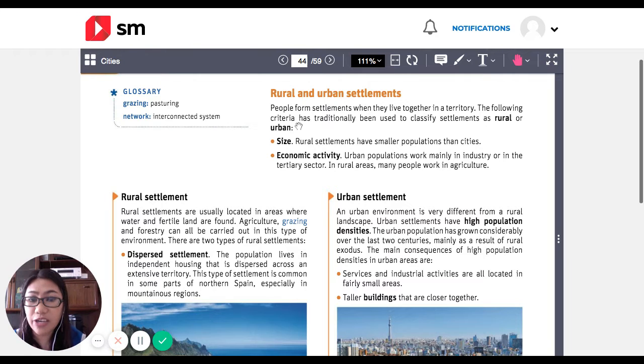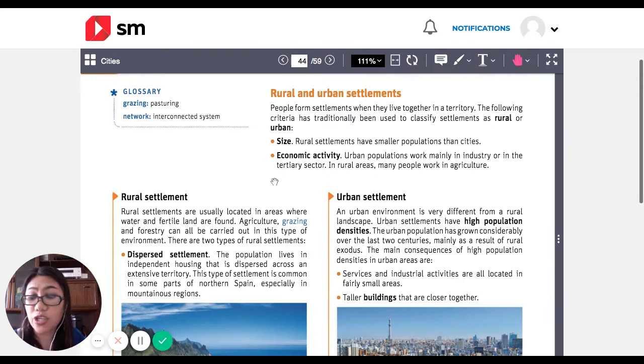The following criteria have traditionally been used to classify settlements as rural or urban. So there are two ways in which we can say whether a certain settlement is a rural one or an urban one. First, size. Rural settlements have smaller populations than cities. Second, economic activity. Urban populations work mainly in industry or in the tertiary sector. In rural areas, many people work in agriculture.